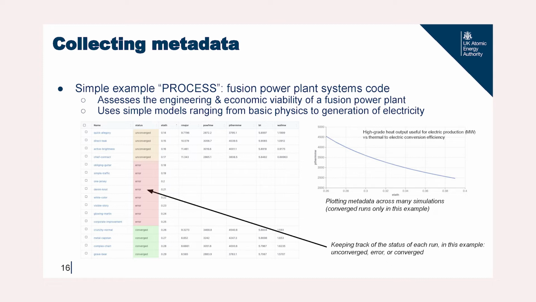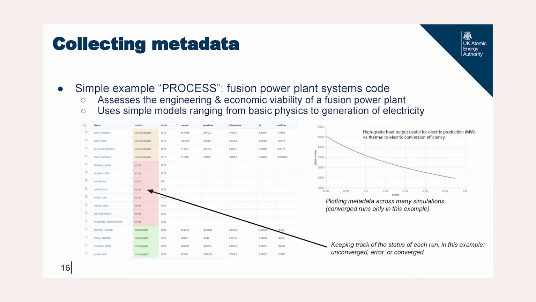But the starting point is a code like this. In this case, we're collecting lots of metrics, some of which are shown here. Each row in the table here is a different simulation run, and the first column is showing a status.